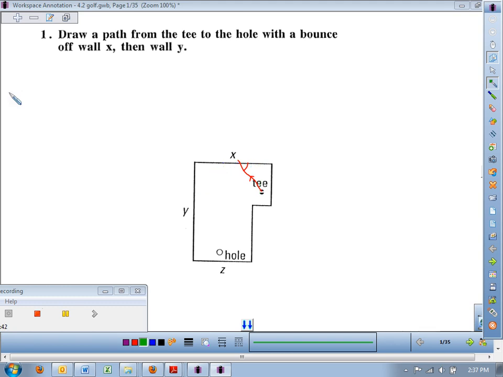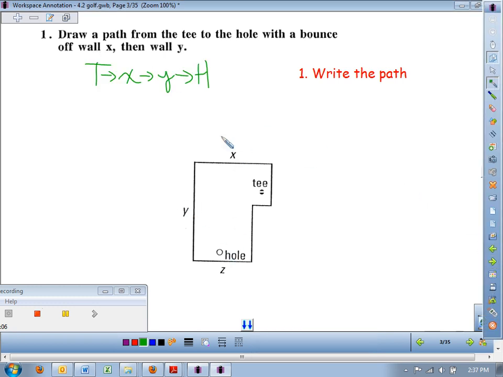These are our notes. It's a real short day of notes, but the first thing that we're going to do every single time is write the path. I want you to keep these steps off to the side, over here to the right. So step 1, first thing you do in a golf problem, write the path down. What that means is, where is the ball going to travel? Isn't it going to go from the tee to wall X to wall Y and then into the hole? That's what they're asking us to do. So we'll write our path like this.